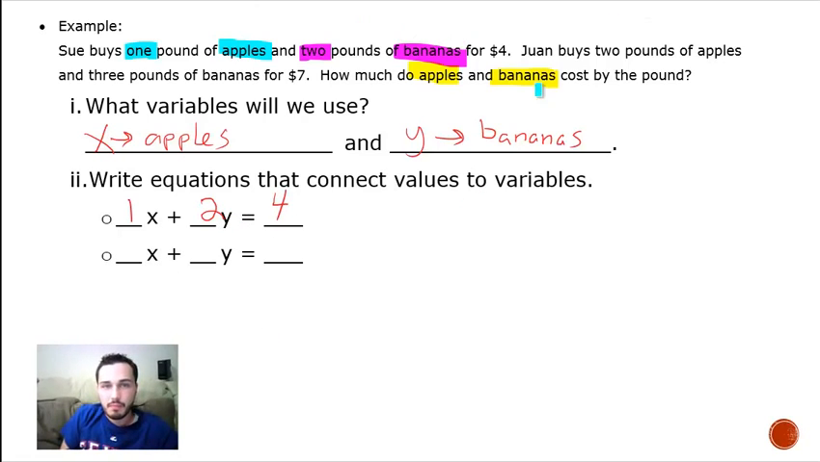Second sentence. Juan buys 2 pounds of apples. 2 pounds of apples. Apples is x. I'm going to put a 2 with my x. So I do that. 2x. Continuing on. 3 pounds of bananas. Bananas is y. I see a 3 tied to it, so 3 goes with y. And this is for $7, so that's what this equals. 2x plus 3y is 7. Or in other words, 2 pounds of apples plus 3 pounds of bananas is $7.